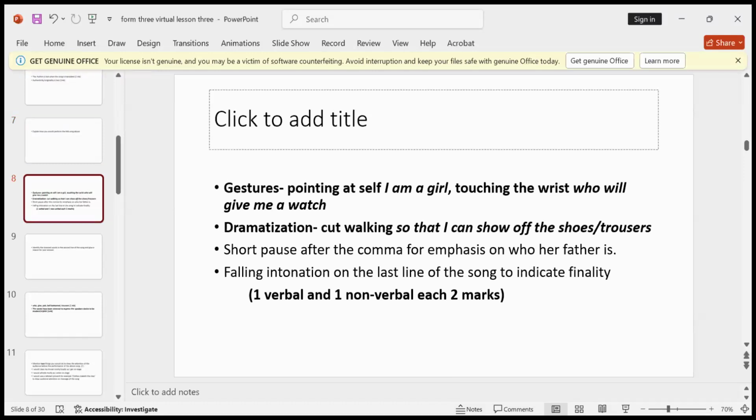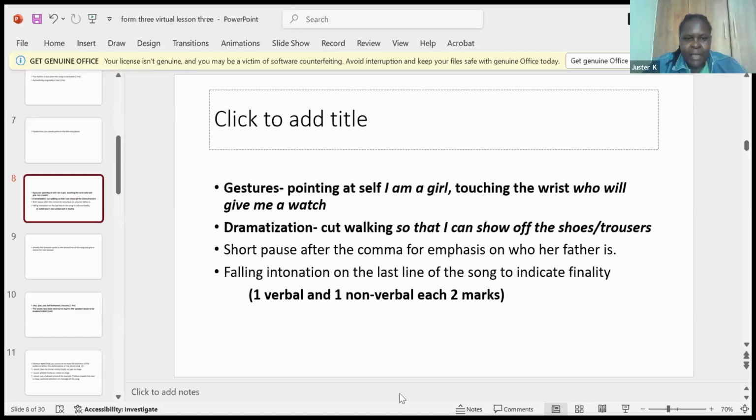Dramatization: catwalking so that I can show off the shoes or trousers. A short pause after the comma for emphasis on who her father is. Falling intonation on the last line of the song to indicate finality.